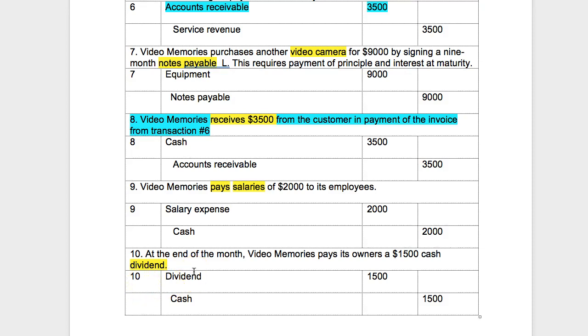Recording journal entries takes practice. The best way to get confident with recording journal entries is practice, practice, practice, repeat, repeat, repeat.